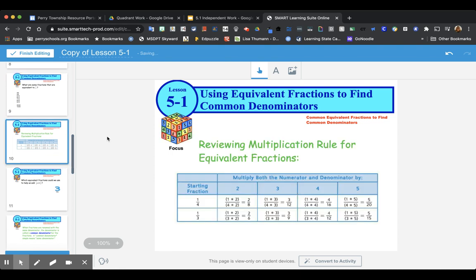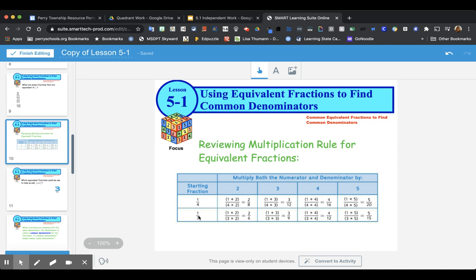So moving on, reviewing the multiplication rule for equivalent fractions, you might start off with the fraction 1/4, and then you're going to multiply both the numerator and the denominator by a number. So for example, multiplying 1/4 times 2/2. 1 times 2 is 2, 4 times 2 is 8. Maybe you multiplied it by 3 instead. 1 times 3 is 3, 4 times 3 is 12. So you can see as you look across this table, this chart, 1/4 is equivalent to 2/8, 3/12, 4/16, 5/20.